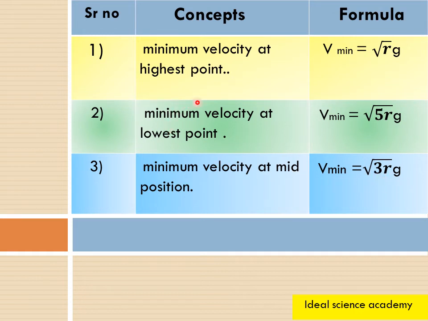And minimum velocity at mid position, V minimum equals to under root 3 rg. So at three different positions we use three different equations. At highest position, V minimum is equal to under root rg. This is minimum velocity at highest point. And at lowest point, V minimum equals to under root 5 rg. And at midpoint, V minimum equals to under root 3 rg. So these three are the equations of velocity in vertical circle at three different positions: highest, lowest and mid. So move on next.